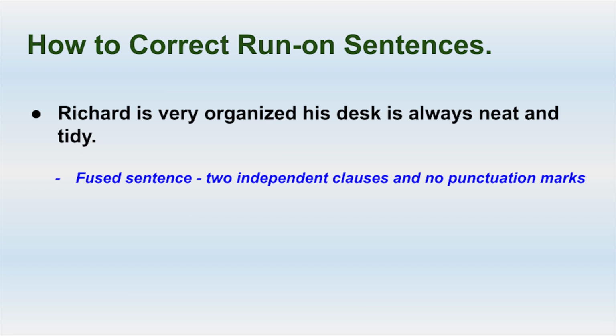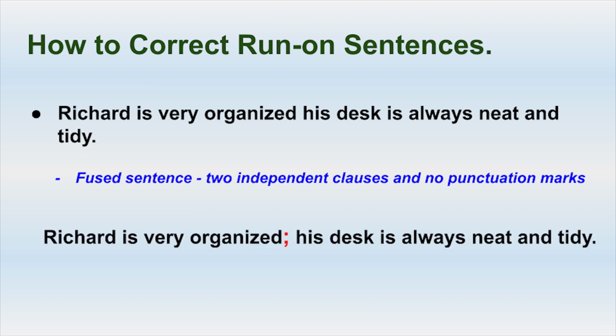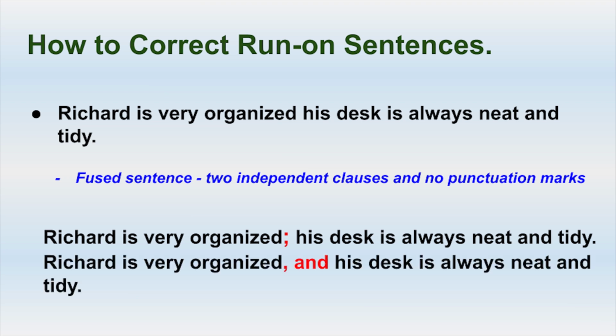To correct this run-on sentence, it's best to use a semicolon because the 2 clauses are closely related. If we use one of the coordinating conjunctions, and the most appropriate one would be "and", it would give the impression that we are speaking about different things. Richard is very organized and his desk is always neat and tidy. So it's more appropriate to use a semicolon in this instance. The reason Richard's desk is always neat and tidy is because he's very organized, so the clauses are related.